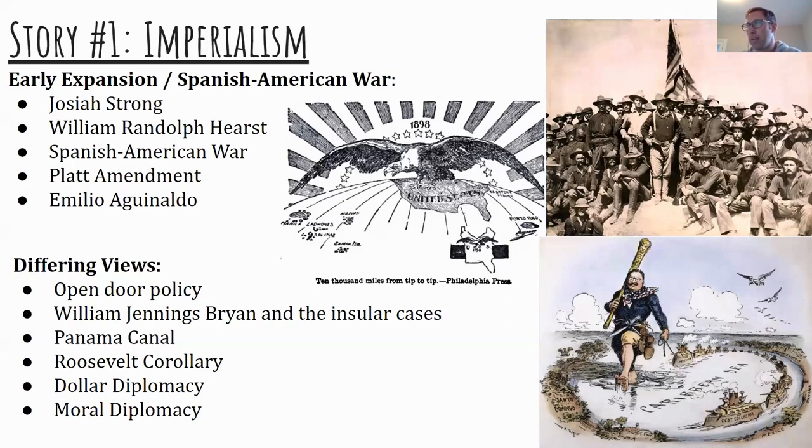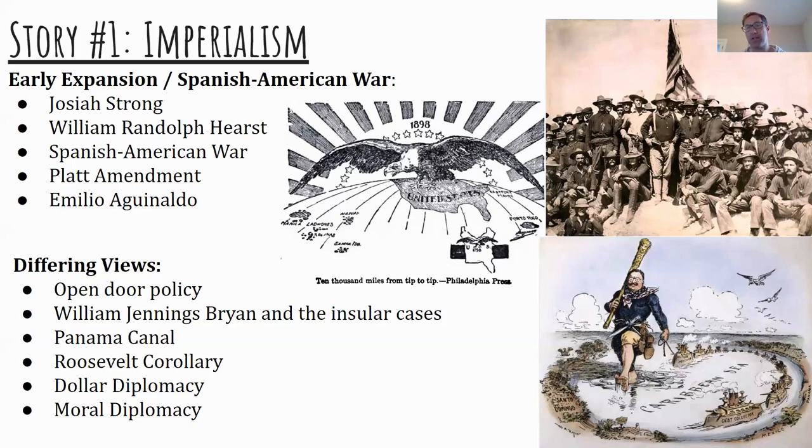And through that war, America gains new territories. It gains Puerto Rico. It gains the Philippines, which it annexes, and it even gains influence over places like Cuba with the Platt Amendment. And so now the United States has a larger role in the world.